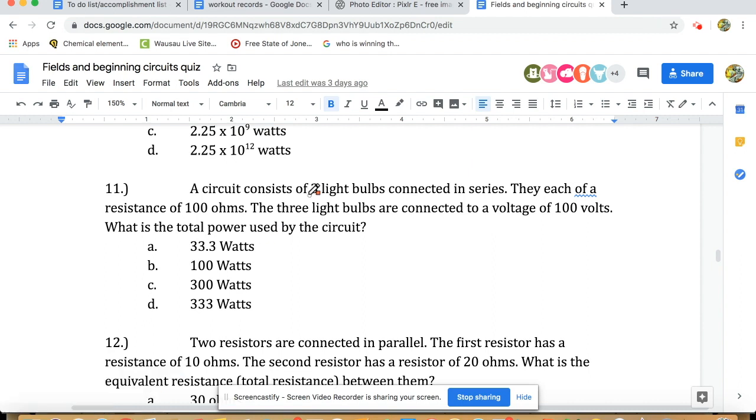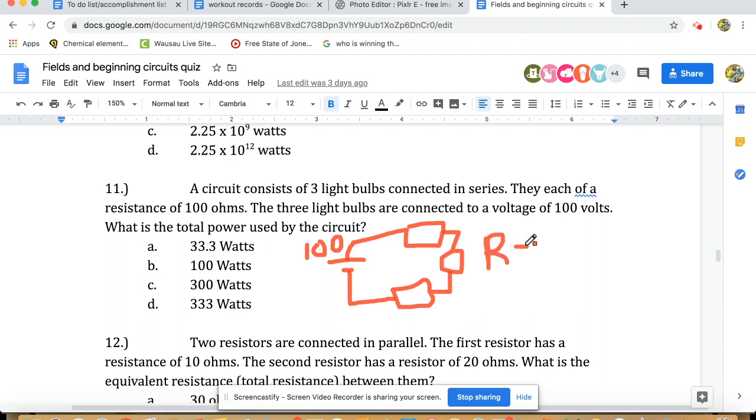A circuit consists of 3 light bulbs connected in series. They each have a resistance of 100 ohms. The 3 light bulbs are connected to a voltage of 100 volts. What's the power of the circuit? So let's draw this circuit. Here's the battery. Here's resistor 1, resistor 2, and resistor 3. That's one possible way to draw this circuit. This is 100 volts, and each of those is 100 ohms. So if each of these is 100, remember in series, the resistances we can add up to just equal 300. You can do that in series, you cannot do that in parallel. Next question will answer about parallel circuits.